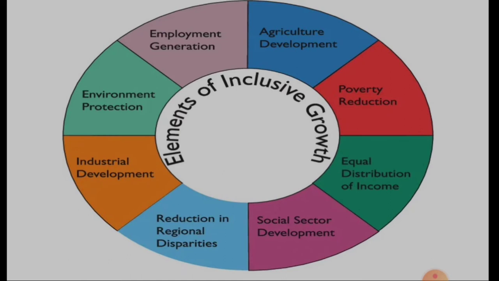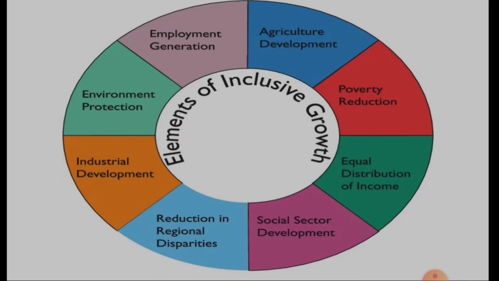Then reduction in regional disparities, I have explained it in the previous slides. And social sector development, I have explained it in the previous slides. Equal distribution of income, I've explained it in the previous slide, that there is progressive taxation, and also government is focusing on many schemes which help in equal distribution of income.